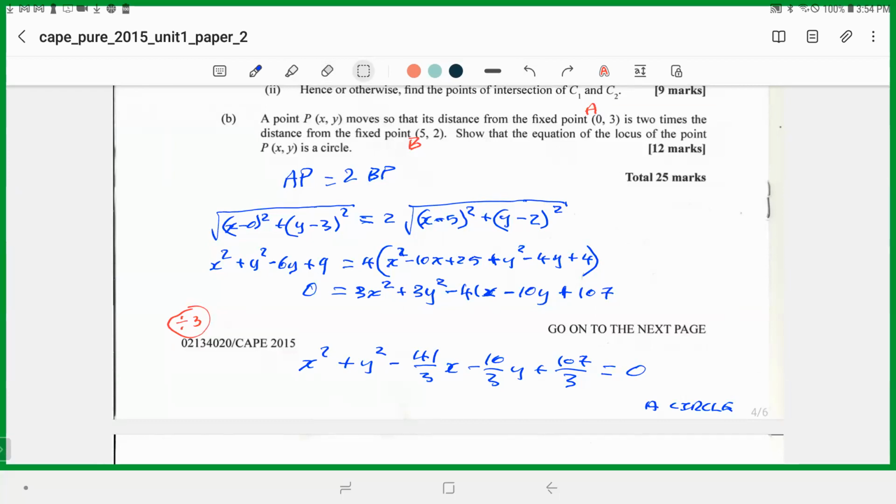So he did too much work. Even though it was 12 marks and feels like a lot of work, I would stop here. That's a general form for the equation of a circle, because they say show that the equation of a locus is a circle. This is a circle, a general form for a circle. I don't have to go any further. They gave 12 marks for it, so maybe they wanted persons to go down and put it in the standard form, but nope. General form is good. That's the equation of a circle right there.